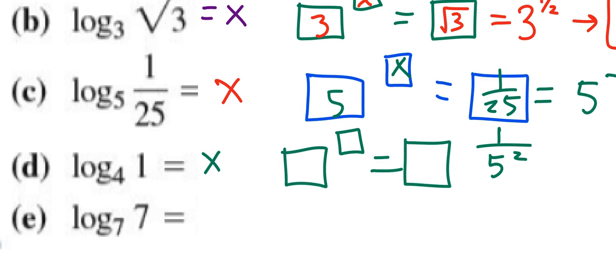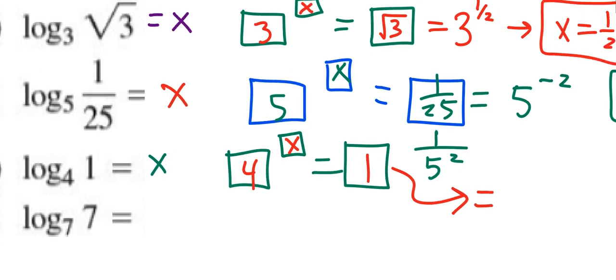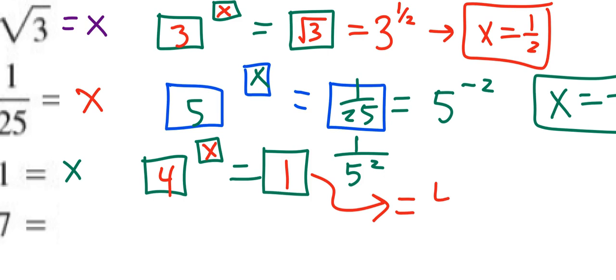Okay. What's the base? 4. What's the exponent? And it's equal to 1. How do you rewrite 1 as a power of 4? 4 to the 0, which means that x has to be 0.